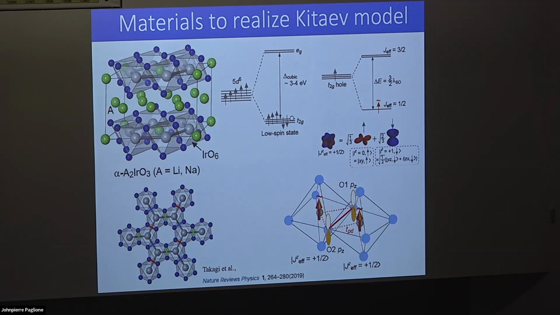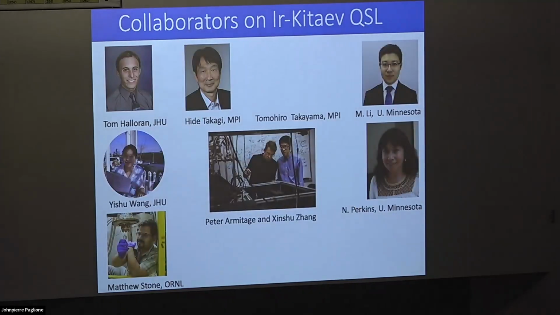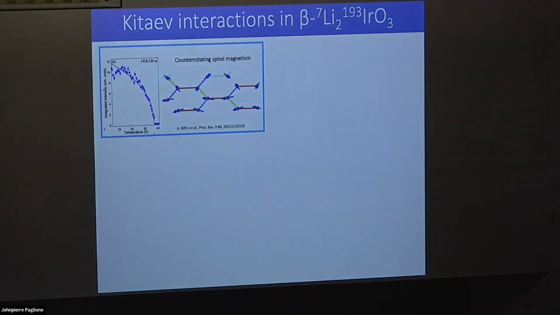We also did some work, and I'm going to show a couple of pictures. First, I should say my collaborators in this work are shown on this graph. Tom Halloran in particular has been working on this somewhat quietly because it's been fairly complicated, but the papers are about to come out. We've been working on two different materials. One is beta lithium iridate. This is an interesting situation.